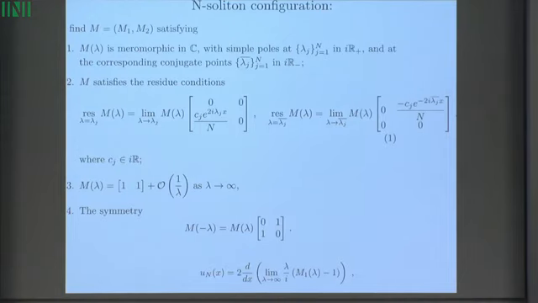Okay? So I'm looking for a vector, which is meromorphic in the complex plane. It has exactly 2n poles, n in the upper half plane on the imaginary axis, and n in the lower half plane on the imaginary axis. And the residues are given up here, okay? It has a symmetry, which is m of negative lambda is m of lambda times [0, 1; 1, 0]. And if I can solve this problem, then I'm producing an n-soliton solution by extracting information at infinity in this way. Okay?